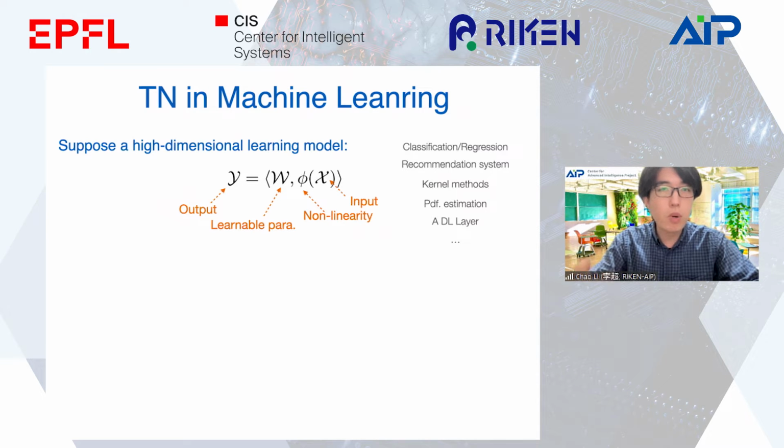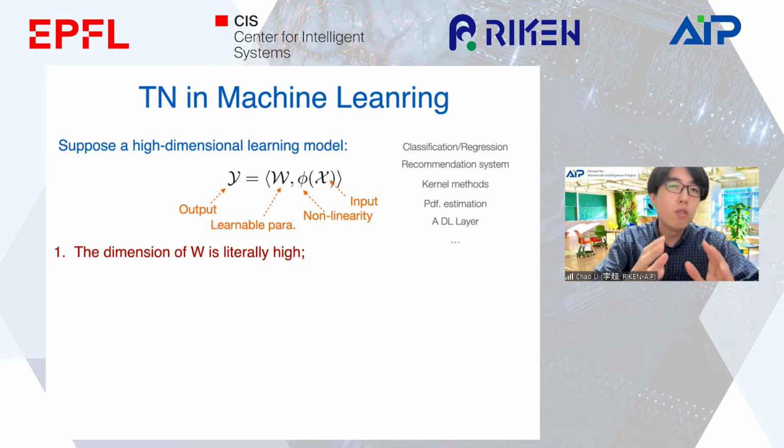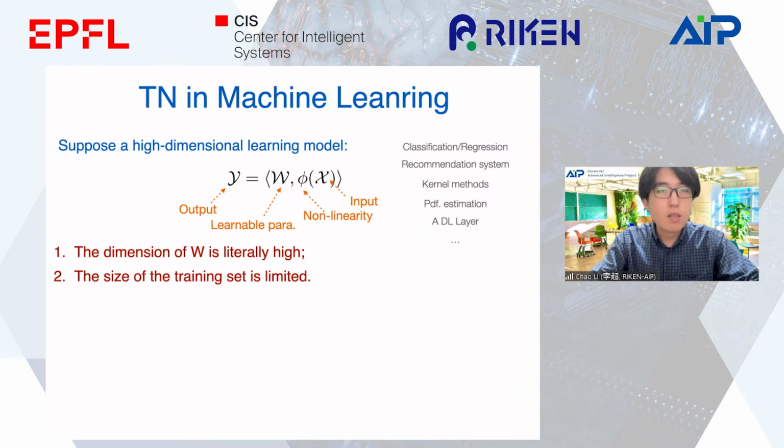And in this sense, the problem of dimension explosion usually implies two things. The first is that the dimension of W here is literally high. It means that we have to pay much computational resources for training or for the inference, which might not be affordable. And the second thing is sometimes the dimension of W is not so high, but the size of the training set is very limited.